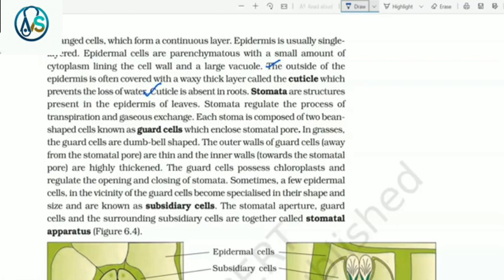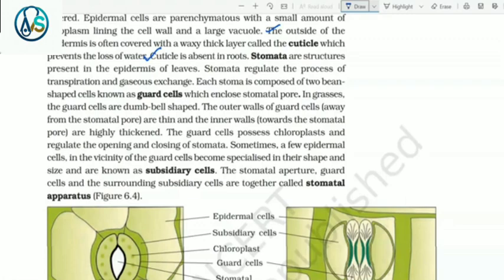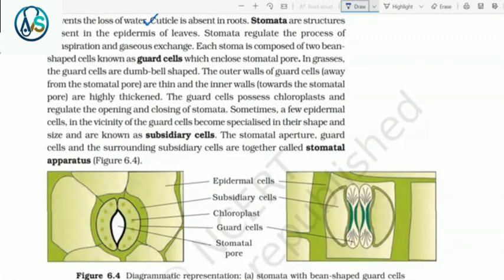Stomata regulate the process of transpiration and gaseous exchange. Each stoma is composed of two bean-shaped cells known as guard cells, which enclose a stomatal pore. In grasses, the guard cells are dumbbell-shaped. The outer walls of guard cells, away from the stomatal pore, are thin, and the inner walls, that is towards the stomatal pore, are highly thickened. The guard cells possess chloroplasts and regulate the opening and closing of stomata.